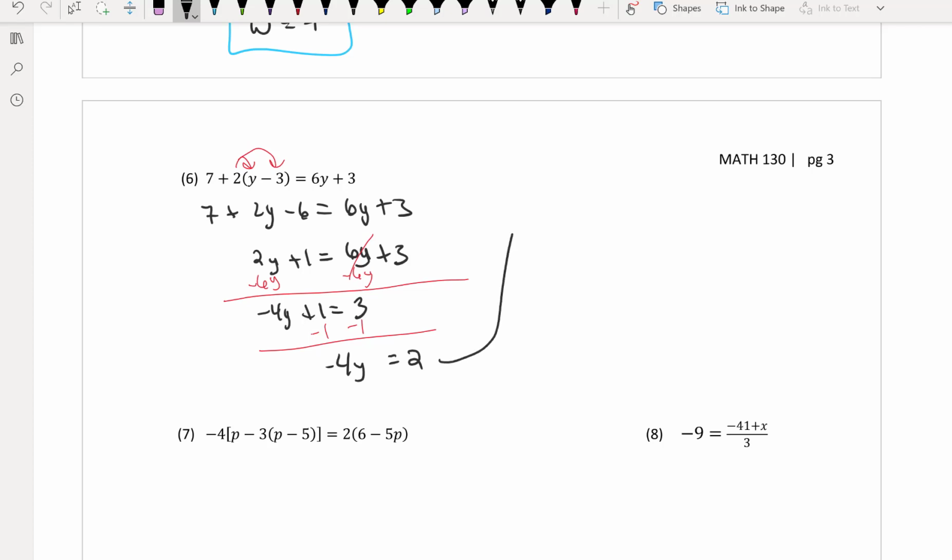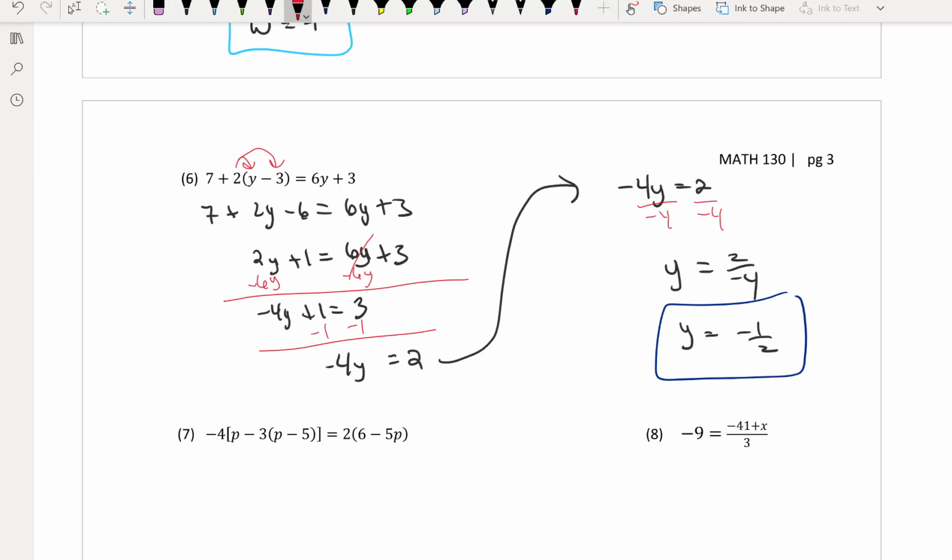Since I ran out of room, I'm just going to rewrite it over here. So negative 4y is equal to 2. So now I'm going to divide by negative 4 on both sides. So I can get that my y is equal to 2 divided by a negative 4. So y is going to be equal to a negative 1/2. So notice that here the negative sign is in the denominator, and then I wrote it here in the numerator.